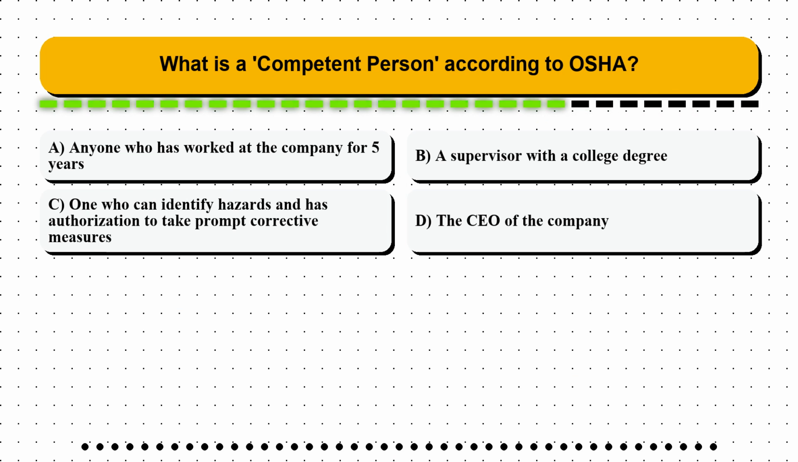Question 42. What is a competent person, according to OSHA? Option A. Anyone who has worked at the company for 5 years. Option B. A supervisor with a college degree. Option C. One who can identify hazards and has authorization to take prompt corrective measures. Option D. The CEO of the company.